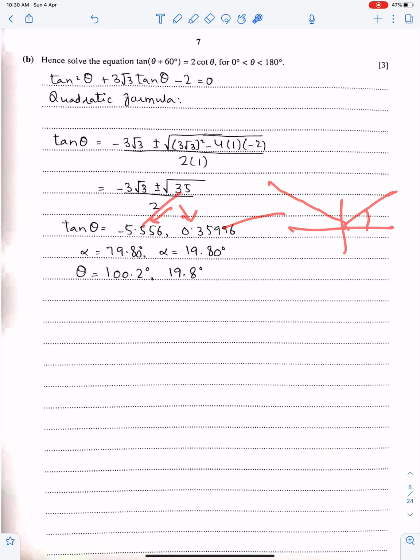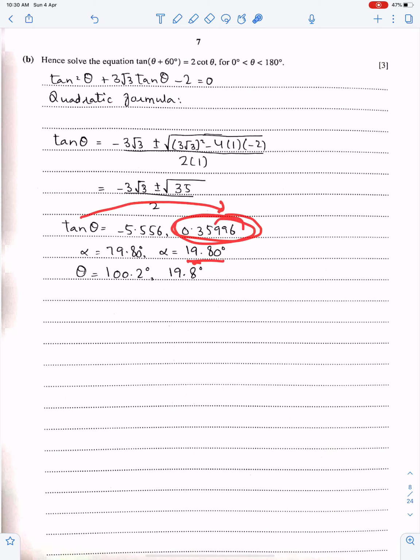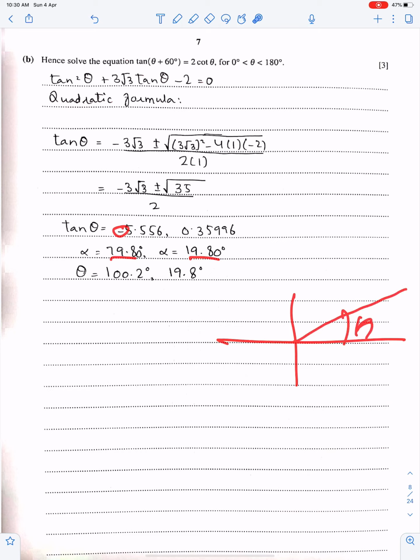Get the alpha of both the values. The alpha for this is 19.8. When you take the inverse of tan for this, you will get this thing. And when you take the inverse of tan of positive 5.556, because you are working for alpha, whenever you work for alpha, you ignore the negative sign. You will get this thing. So 19.8 is here. So this is the first answer. It's here. And this 79.8 is here. So the answer will be 100.2.